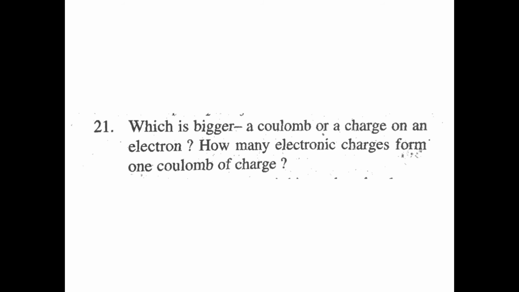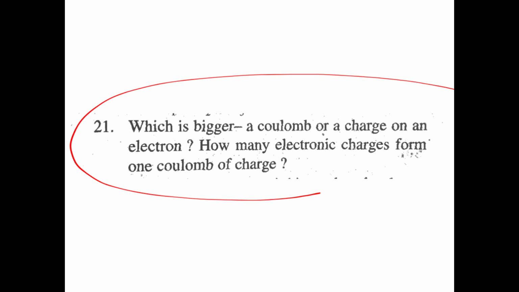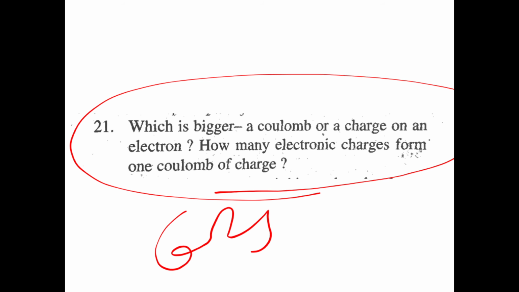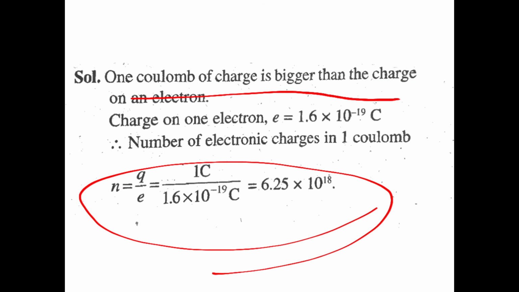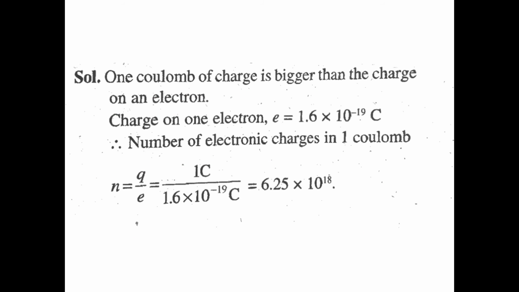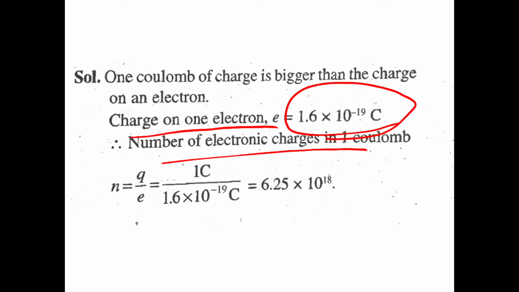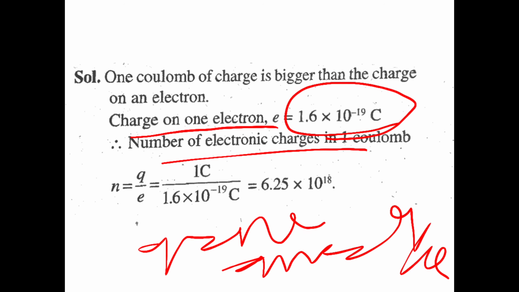Next, which is bigger, a coulomb or the charge on an electron? Obviously the charge of an electron... How many electronic charges make a coulomb? Already we have discussed it. That is 6.25 into 10 to the power 18 electrons. How can you solve this? Charge on an electron is equal to 1.6 into 10 to the minus 19 coulomb. Number of electronic charges: Q is equal to Ne, so N is equal to Q by e. Solving this, we get the number of electrons.